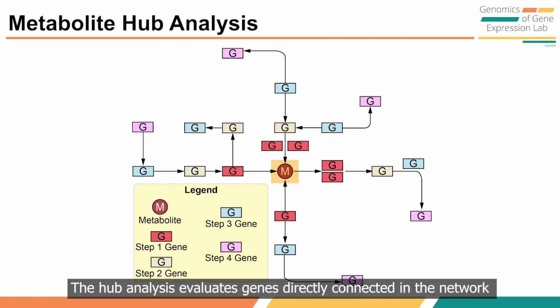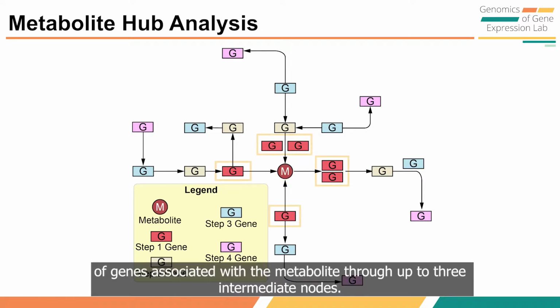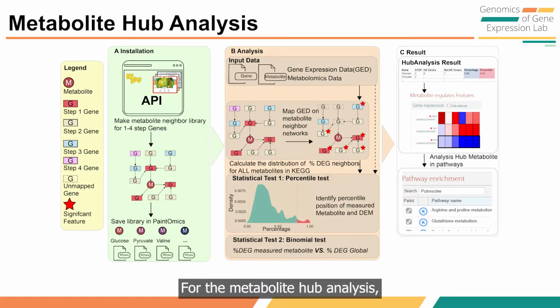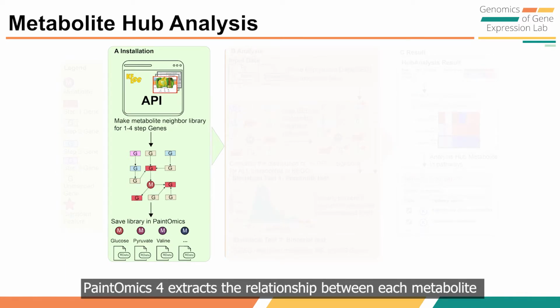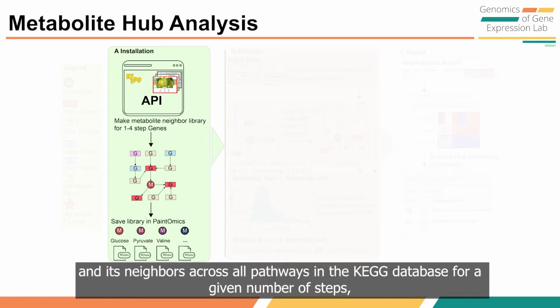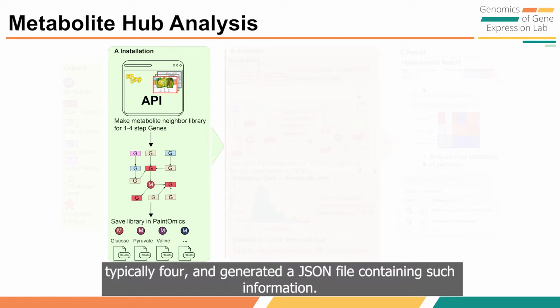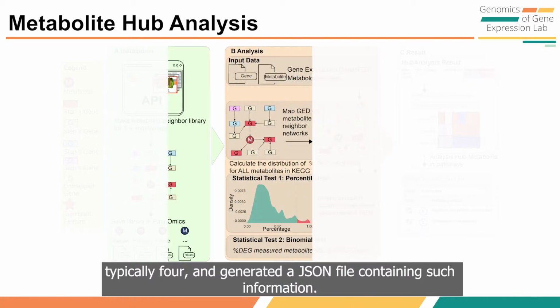The hub analysis evaluates genes directly connected in the network of genes associated with the metabolite through up to 3 intermediate nodes. For the Metabolite Hub Analysis, PaintOmics 4 extracts the relationship between each metabolite and its neighbors across all pathways in the KEGG database for a given number of steps, typically 4, and generates a JSON file containing such information.